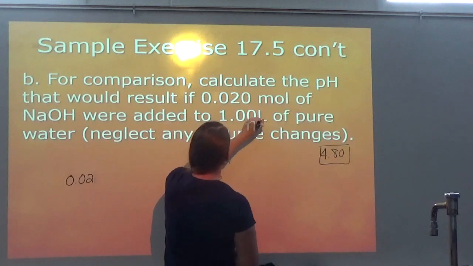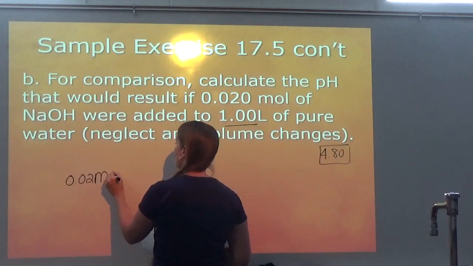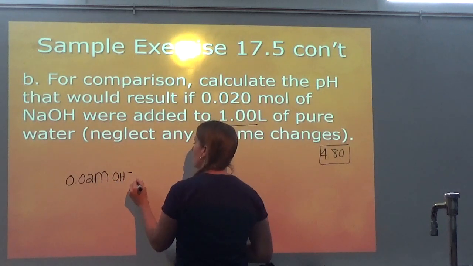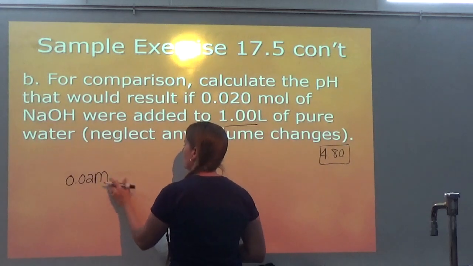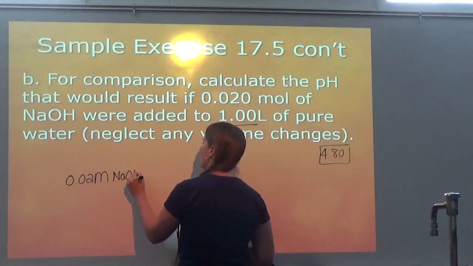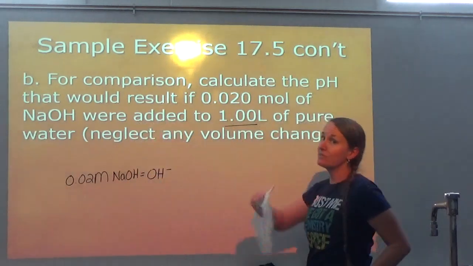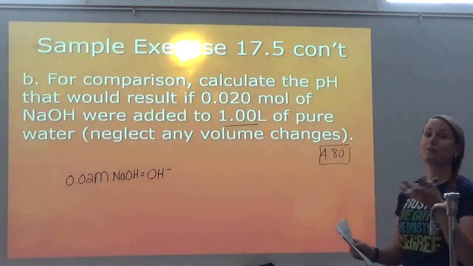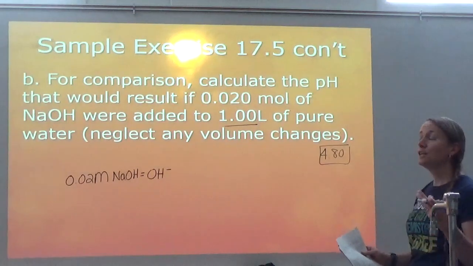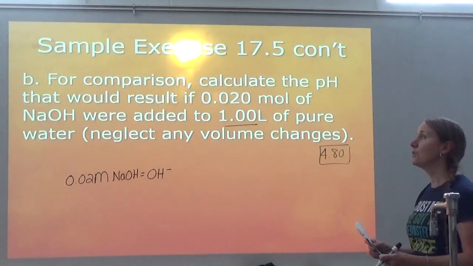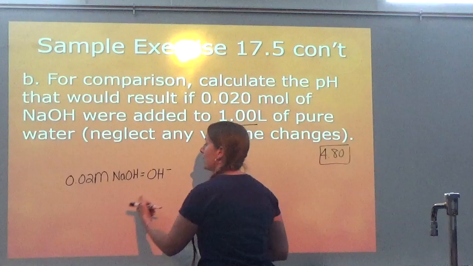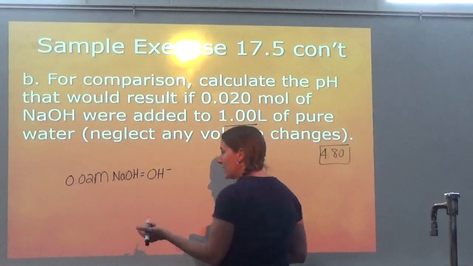Well, we're in 1 liter, so this really is my molarity of NaOH, which, because it's 1 to 1, equals my OH minus. Remember, you always have to be careful because if it's not 1 to 1, you might need to multiply or divide by a coefficient depending on what direction you're going. So once I know my molarity of OH, I can solve for pH.